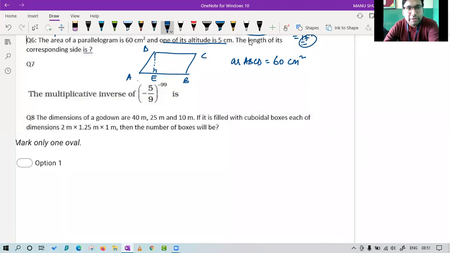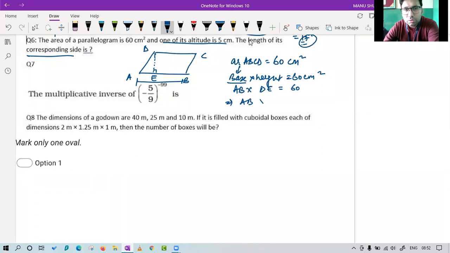Now we have to find the length of the corresponding side. Which side is the corresponding side? Your base only. So we all know area is given by base into height, which is equal to 60 centimeter square. The base is AB and the height is DE, so base times height is 60. Now AB is unknown and DE is 5, so obviously AB becomes 12 centimeter. And Joel is correct in this.